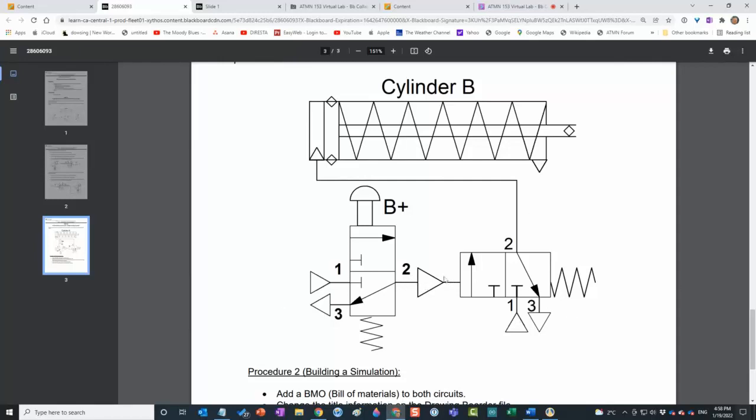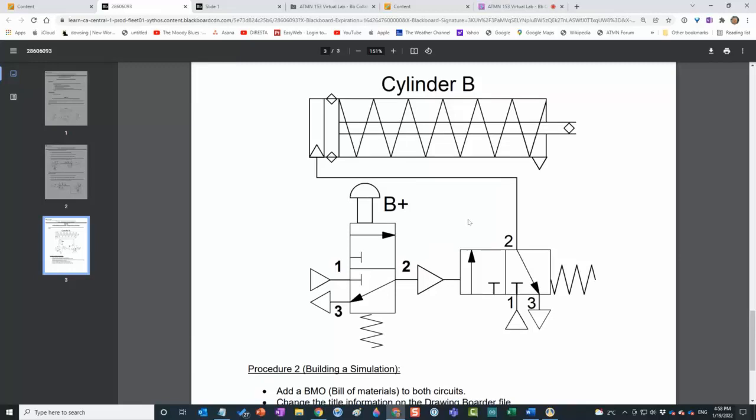In this case, if there is no pressurized air here, because I haven't pressed, this spring is taking over. Therefore, port 1 is blocked. Port 2 is connected to port 3. So therefore, if there's pressurized air in here, it can vent to atmosphere or exhaust. I think that makes sense.